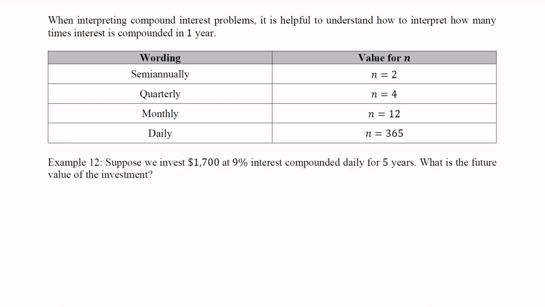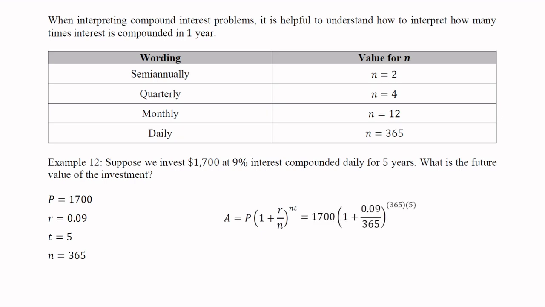So suppose we invest $1,700 at 9% interest compounded daily for 5 years. What is the future value of the investment? Well, we start with a principal of $1,700. We have a rate of 9%, so that's 0.09. We're going to have the investment go for 5 years, so time is T, which is 5. And then compounded daily means 365 is N. So we're going to plug all of that into our compound interest formula, use our calculator to find that the future value of the investment after 5 years would be $2,665.98.